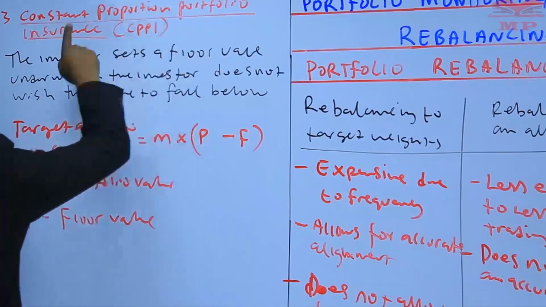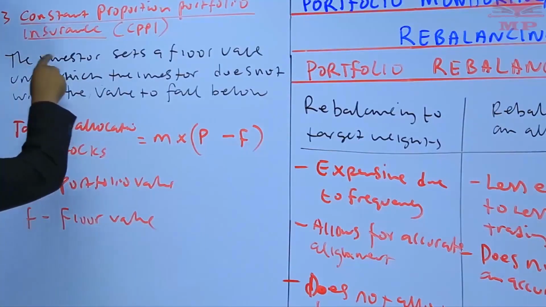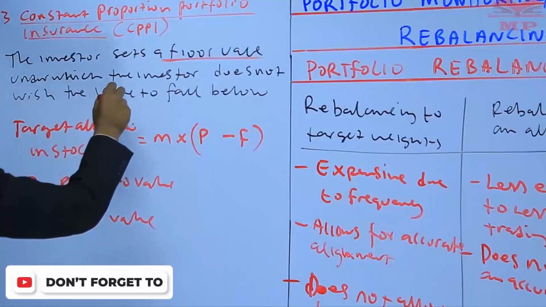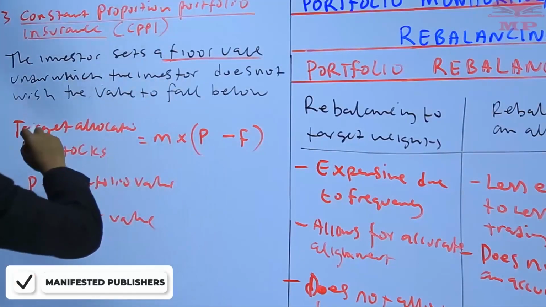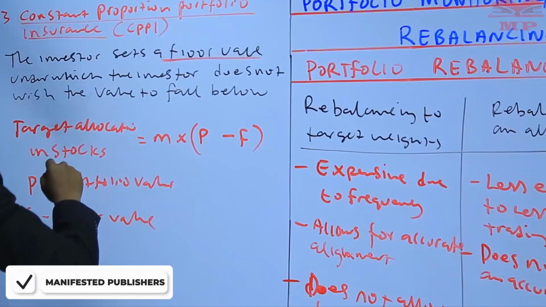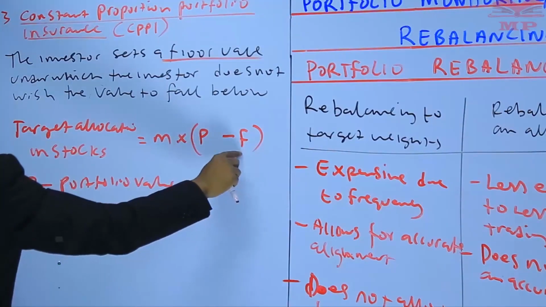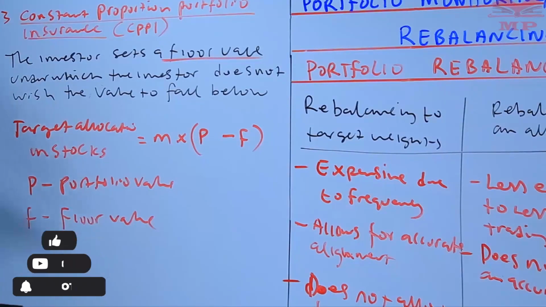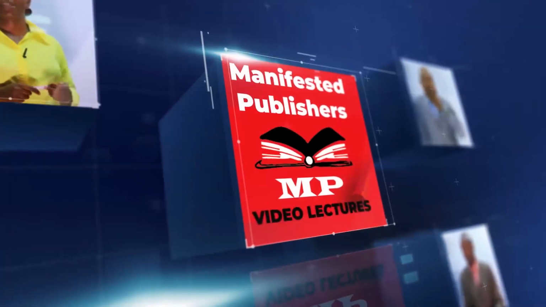Once we have looked at those 3 strategies, specific focus should be given to the constant proportion portfolio insurance. The investor sets a floor value under which the investor does not wish the value to fall below. This is the floor value right over here. That's what we are saying, that the allocation should be geared towards there.